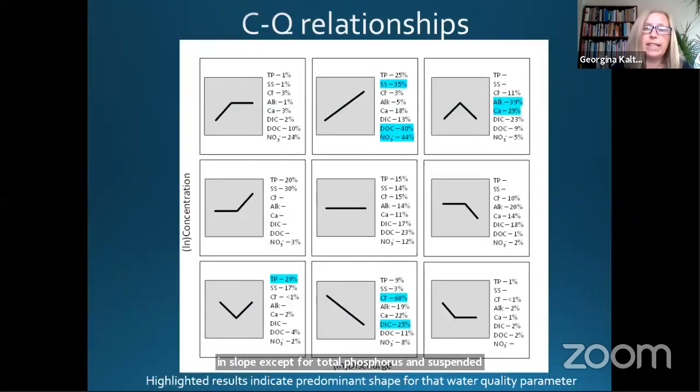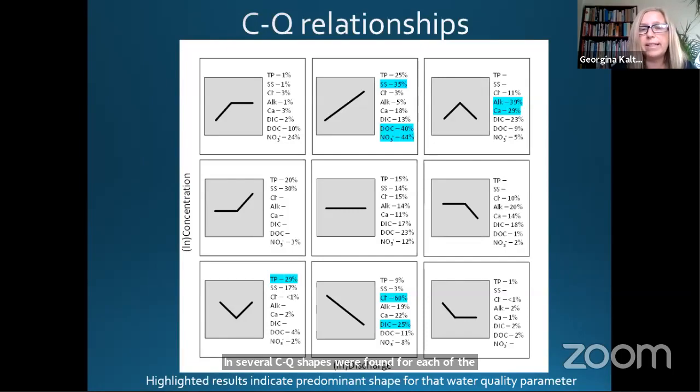In terms of the CQ shapes that we found, all 9 of the possible CQ shapes were found in our data. And several CQ shapes were found for each of the parameters, although most were represented by just a few dominant shapes.